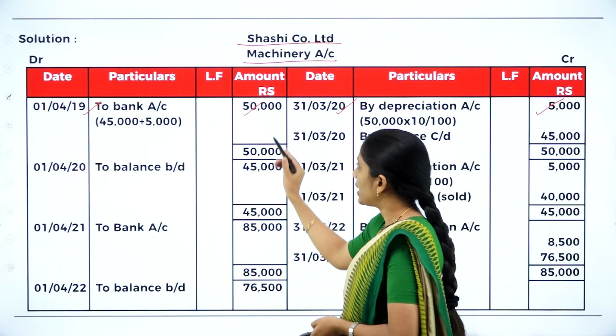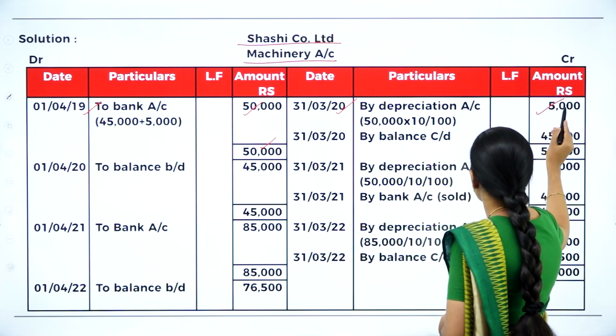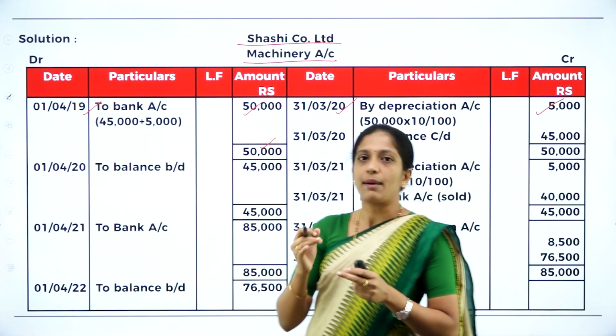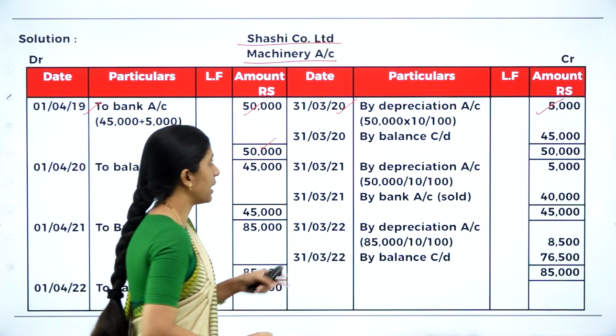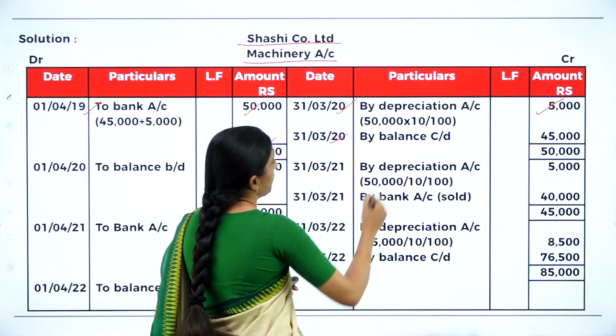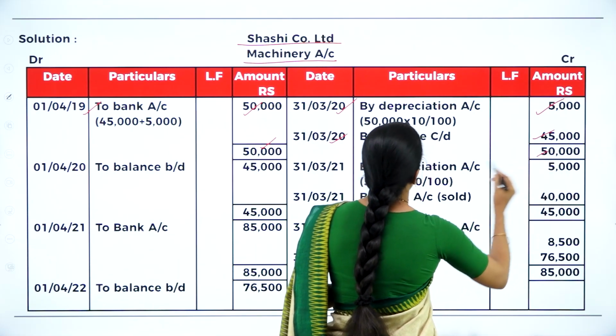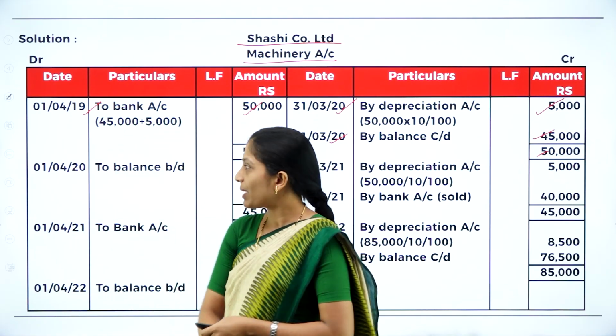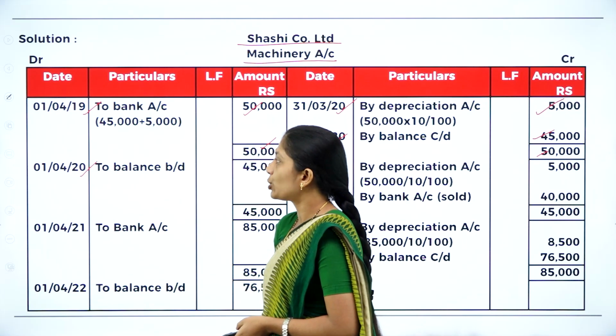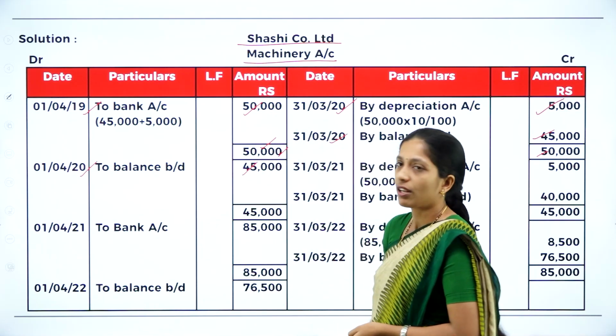Now balance both the side, debit side it is 50,000, credit side it is only 5,000. So you will get a balancing figure of 45,000 which has to be carried down for the next year. So 31st/3/2020 by balance carried down 45,000. So we are done with the first year. Now come to the second year. First bring down the balance. 1/4/2020. To balance brought down 45,000.